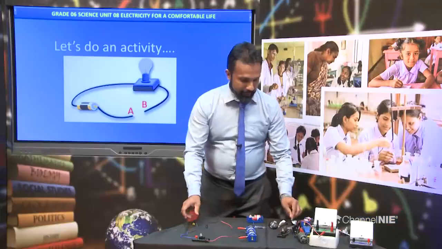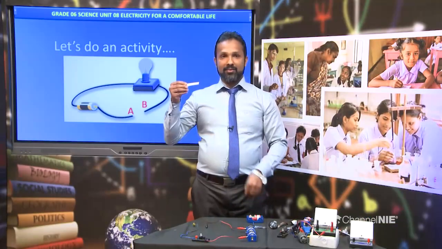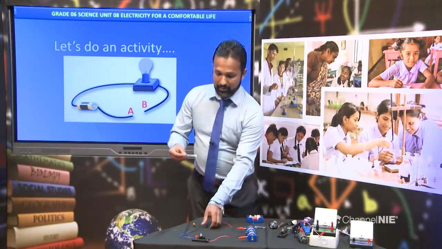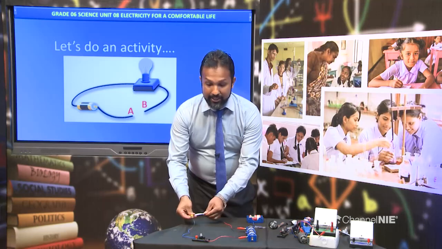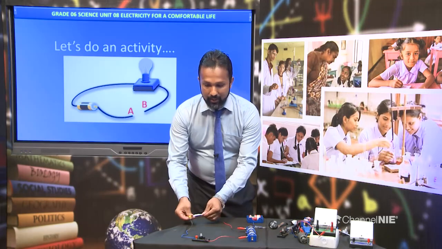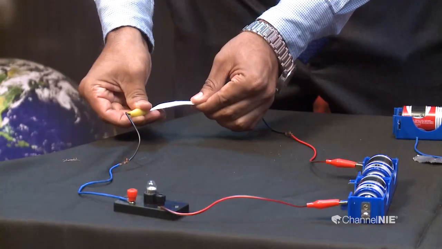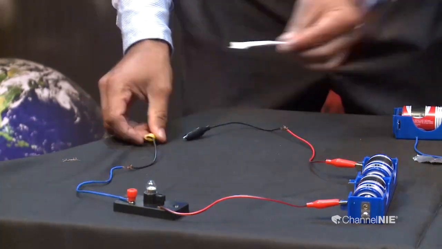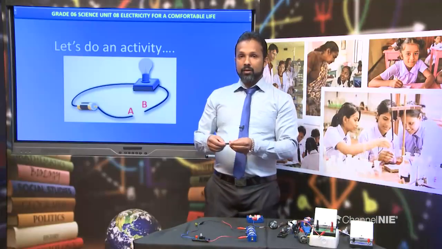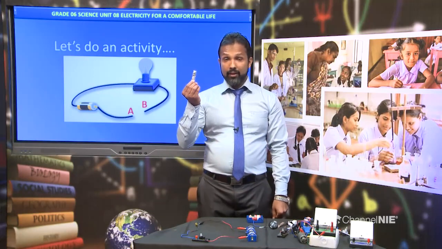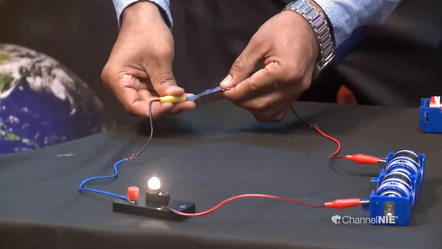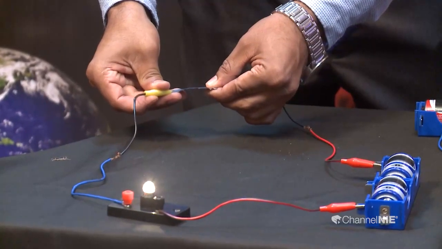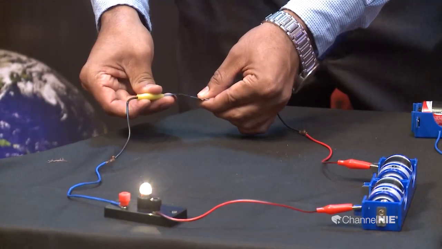Now I am going to keep a piece of paper, just a piece of paper. Bulb does not glow. That means current does not pass through the paper. Now I am going to keep another metal in the laboratory, lead. Bulb glows. That means current passes through the lead.